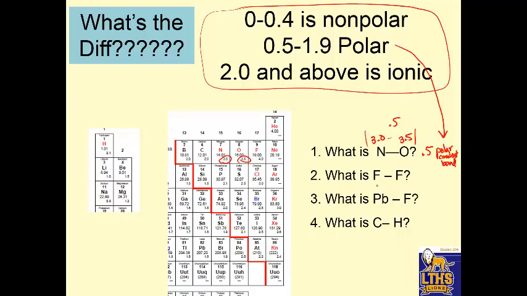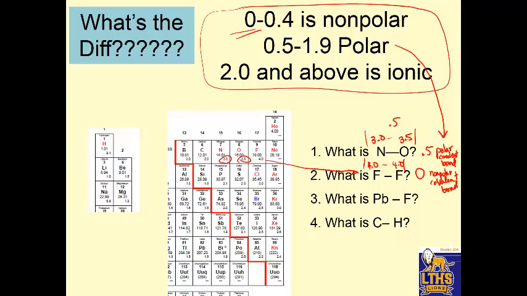Okay, FF. Well, let's see. 4.0 is the electronegativity of fluorine, and 4.0 is the electronegativity of fluorine. Subtract them and you get 0. What's the diff? The diff is 0, so this is a nonpolar covalent bond. That means those atoms are sharing the electrons equally.